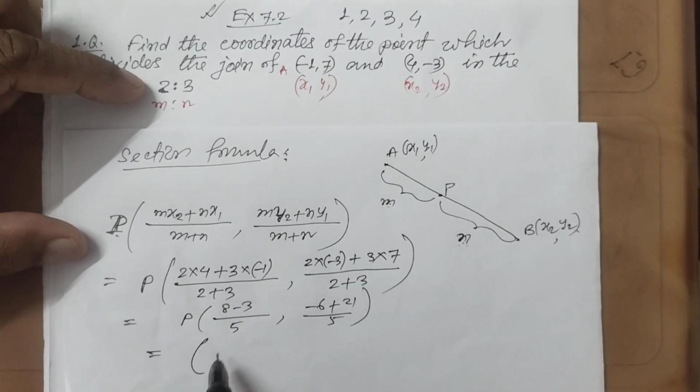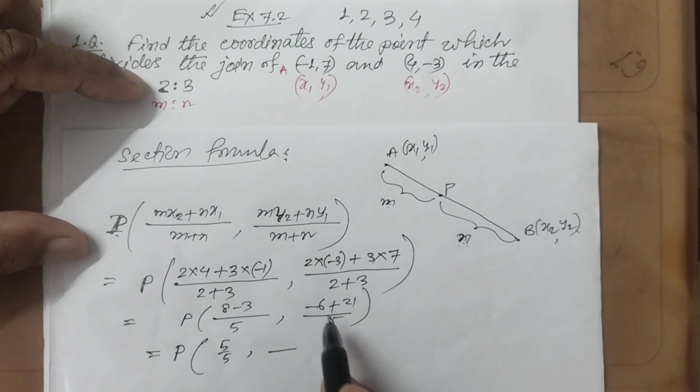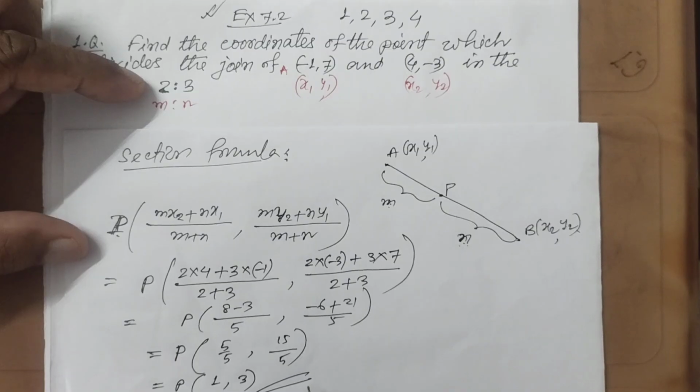If there is any mistake you will see afterwards. 8 minus 3 is 5 by 5. Point P is just representing the point. P is not an algebraic term, okay? It is not a product, okay? Point P is just representing the point. 21 minus 6 is 15 by 5, and finally we are getting point P as 1, 3. Check the answer yourself.